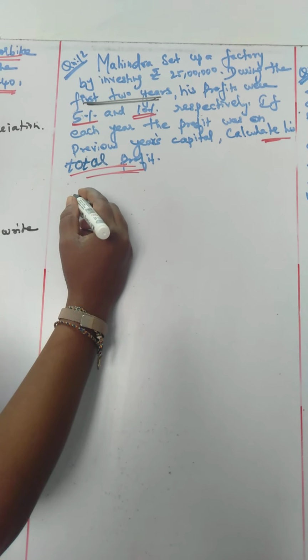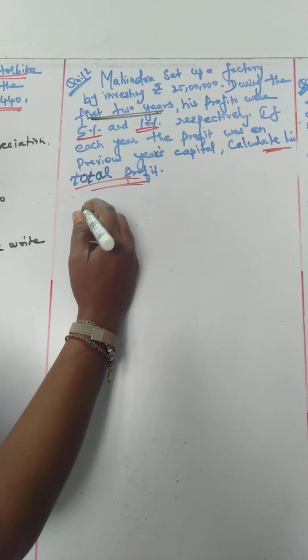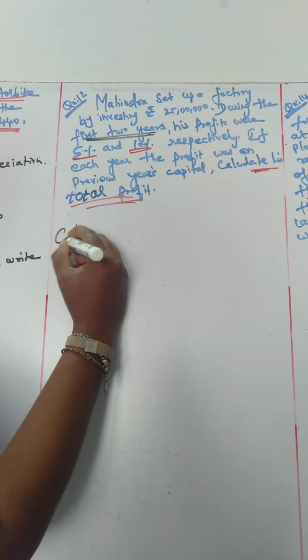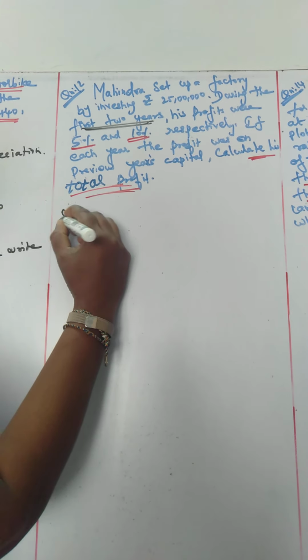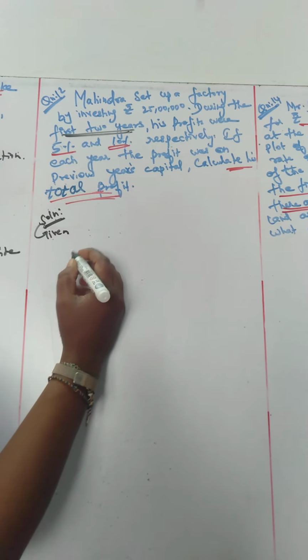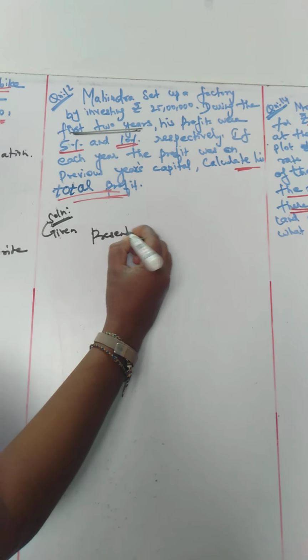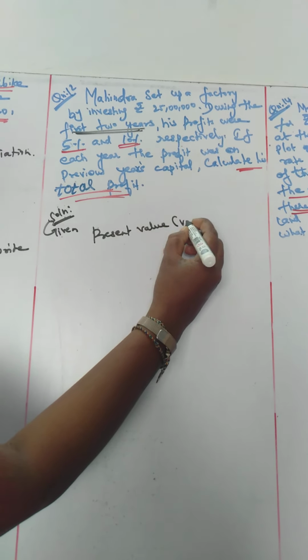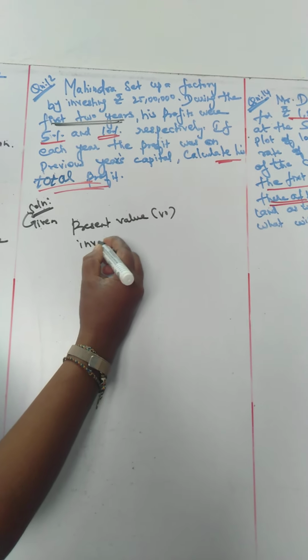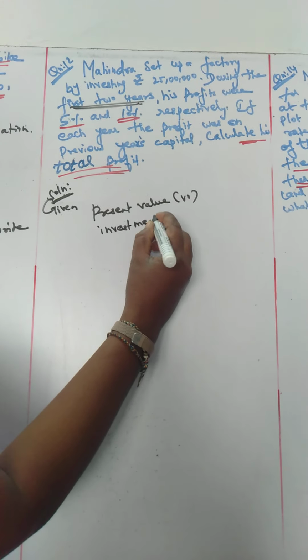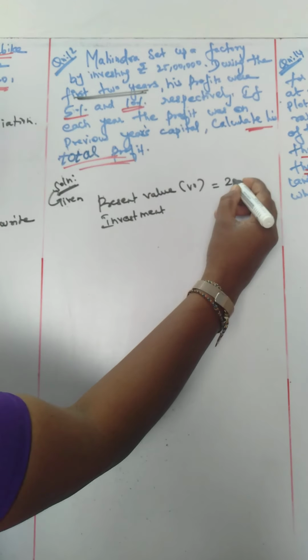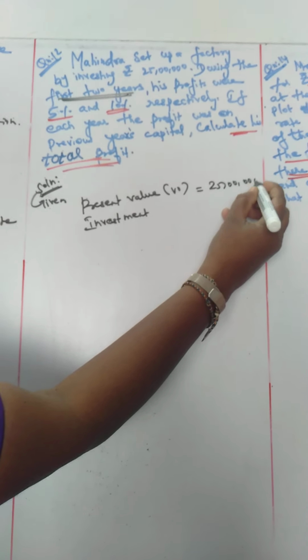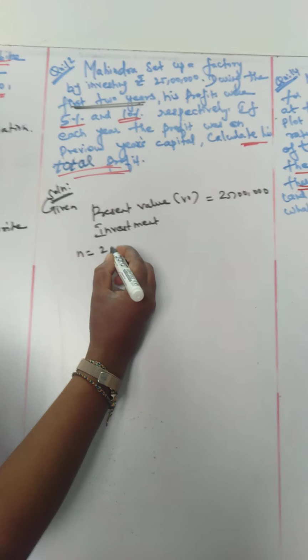Okay, the present value, the investment, that is given, that is present value V naught, that is initial investment, right, equal to 25 lakhs. Okay, n here is 2 years.